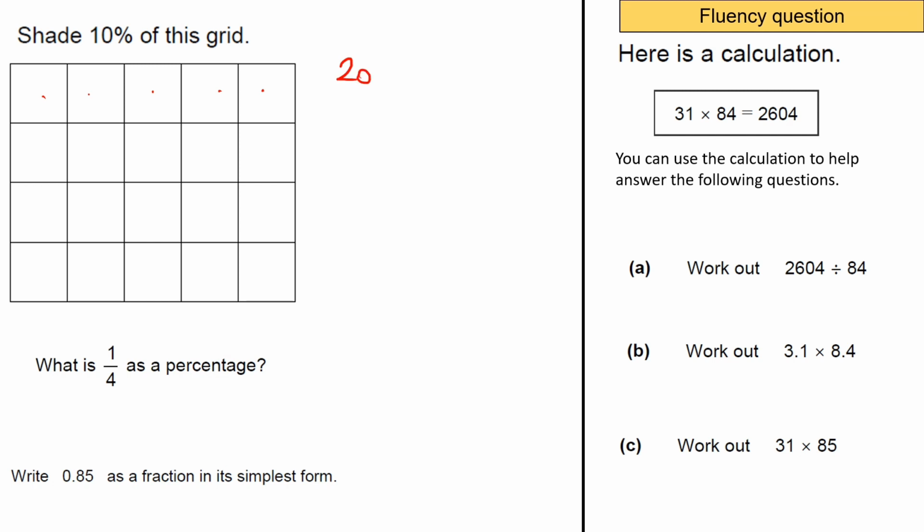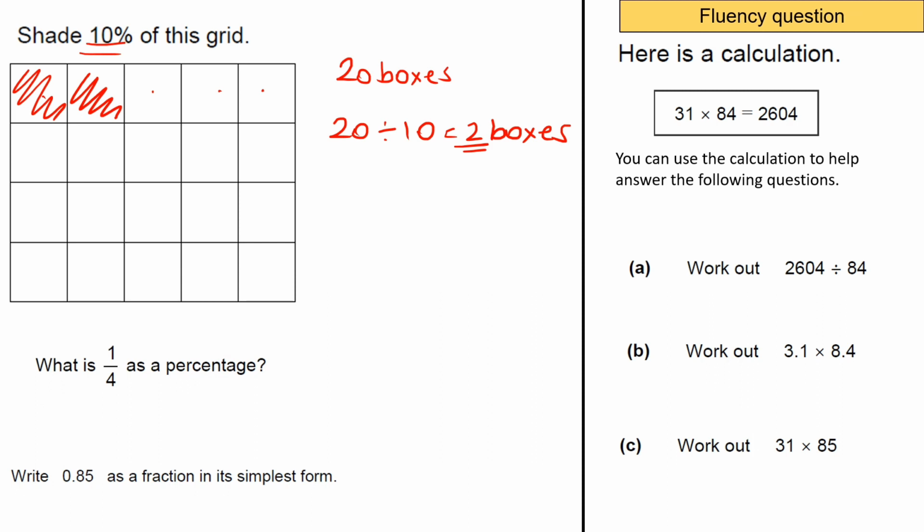And if there are 20 boxes, we want 10% of that 20. 20 divided by 10 is 2, so I want to shade 2 boxes, and that's going to be the 10%. So you could just shade any 2 boxes, by the way. I'm just shading these 2 here.